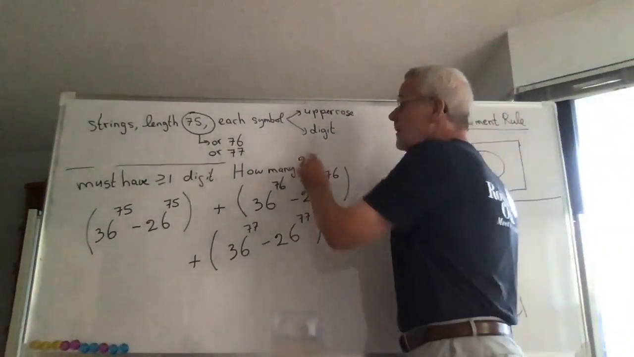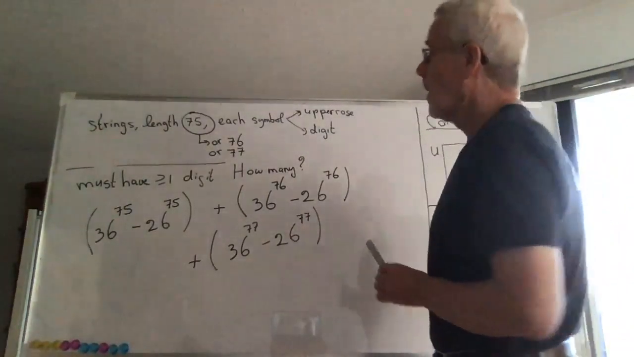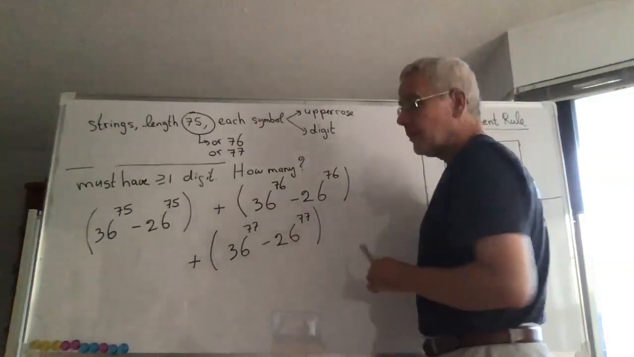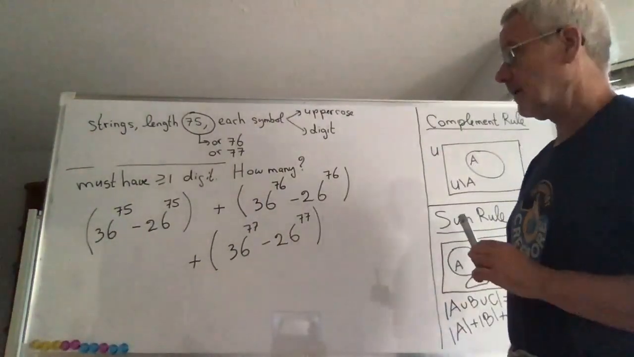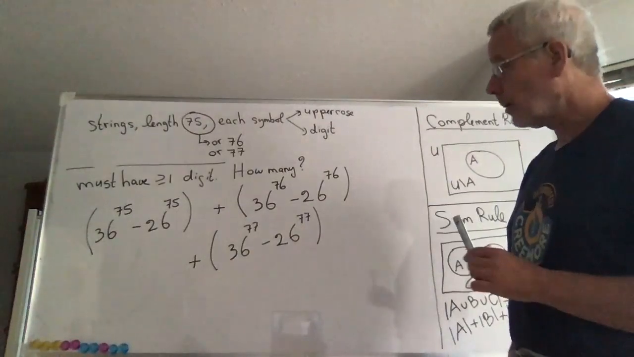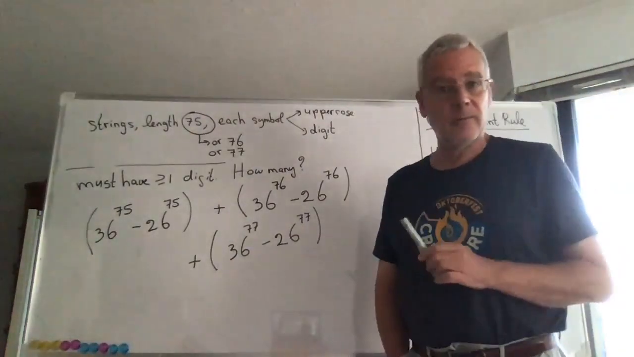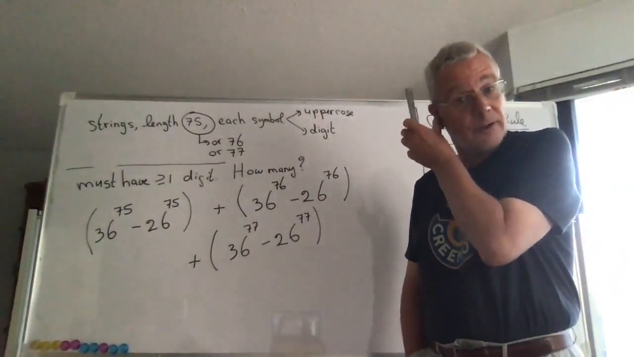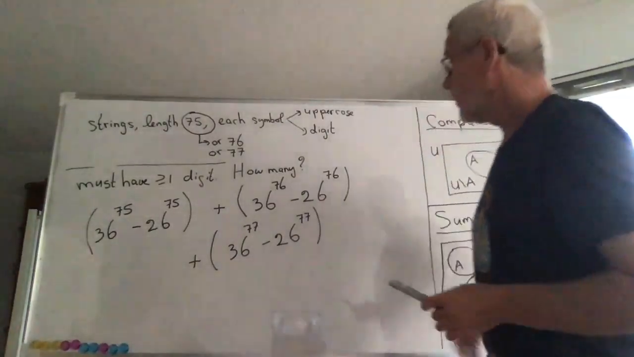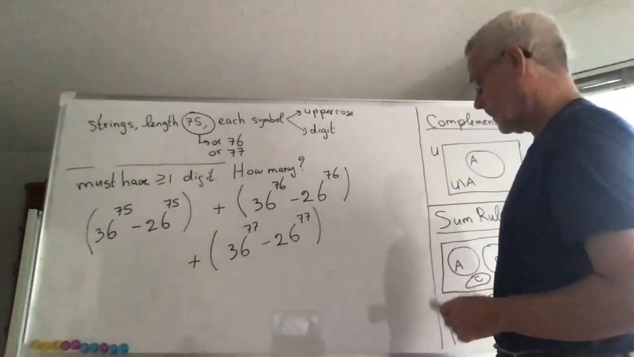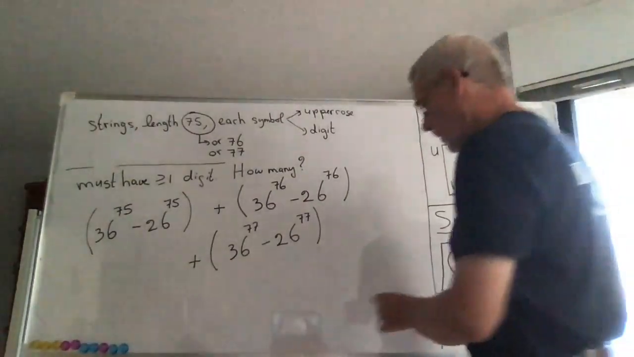So we have divided these strings into 3 groups, and for every group, the length of the string is fixed, and then we use the complement rule to determine the size of one particular group. Okay, so the answer is this here. So this is the sum rule.